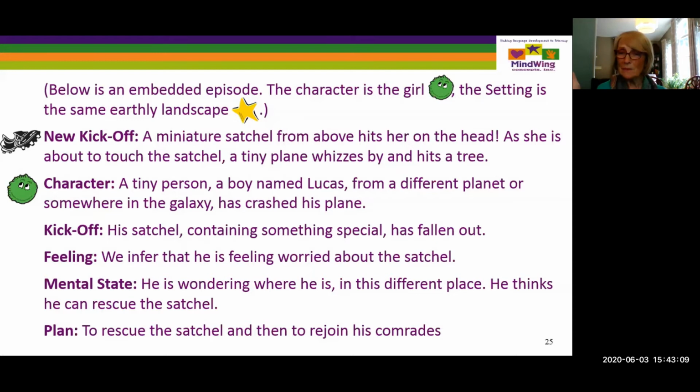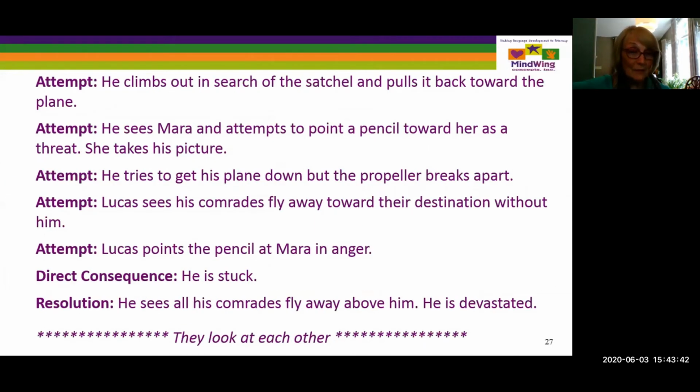Where he's from, we don't really know, okay? But the satchel contains something special, and it has fallen out. We infer how he's feeling by the way he comes out, dedicated to looking for the satchel and getting it. We infer he's worried about it. He's wondering where it is, where he is. It's a different place. And his plan is to rescue the satchel and rejoin his comrades who are flying above.